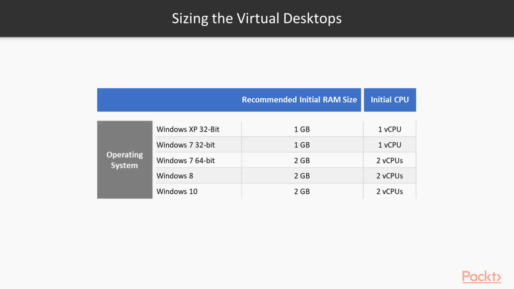The following table shown on screen is a list of some recommendations for base desktop sizing collected from a number of different VMware documents. Obviously, the resources required for the desktops will be greatly affected by the applications being used within the desktops.